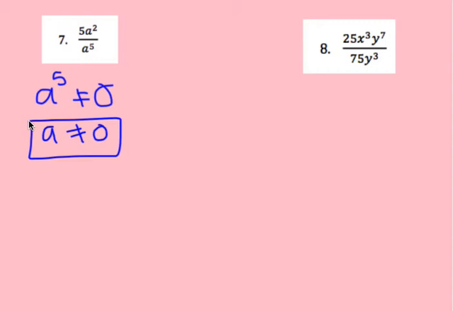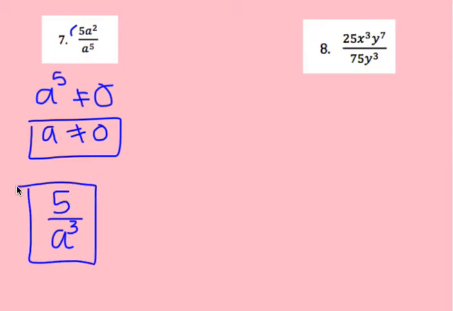That's our excluded value. But notice for the directions on number 7 that we are asked to simplify it as well. So I have 5a squared divided by a to the fifth. So when I do that, I notice that my larger amount of a's are on the bottom. So we're going to subtract those exponents and I get a to the third. Well, a to the third needs to be on the bottom. And the 5 is going to stay up top, even though I moved that a to the third to the bottom.